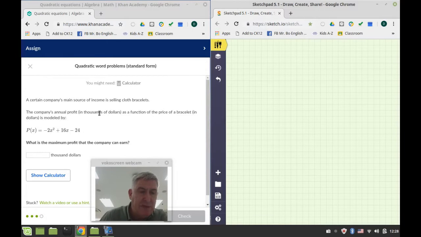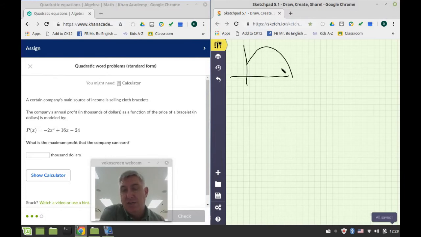And our last one here, a certain company's main source of income is selling cloth bracelets. The company's annual profit in thousands of dollars as a function of the price of a bracelet in dollars is modeled by this. What is the maximum profit? So again, we have this line, and it's going to look something like here. So they want maximum, so we know that they're looking for the vertex. But we need to know, are they looking for the x value or are they looking for the y value?